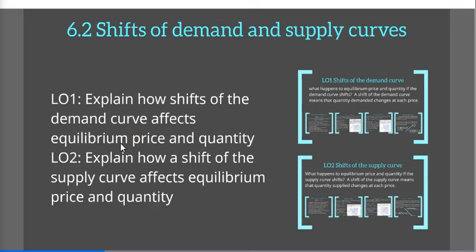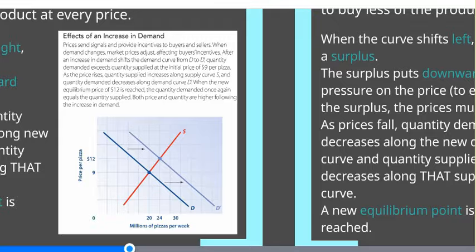Right, getting into section 6.2, shifts of demand and supply curves. So today we're going to explain how a shift of the demand curve affects equilibrium price and quantity, and then how a shift of the supply curve affects equilibrium price and quantity.